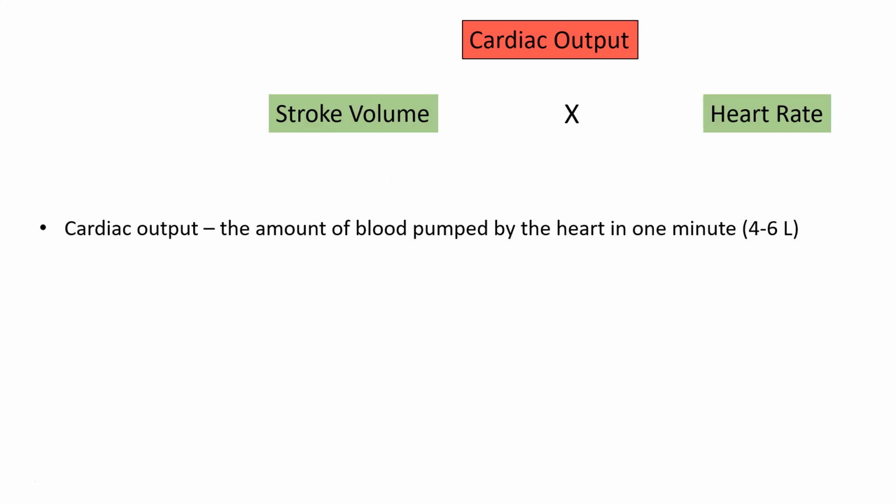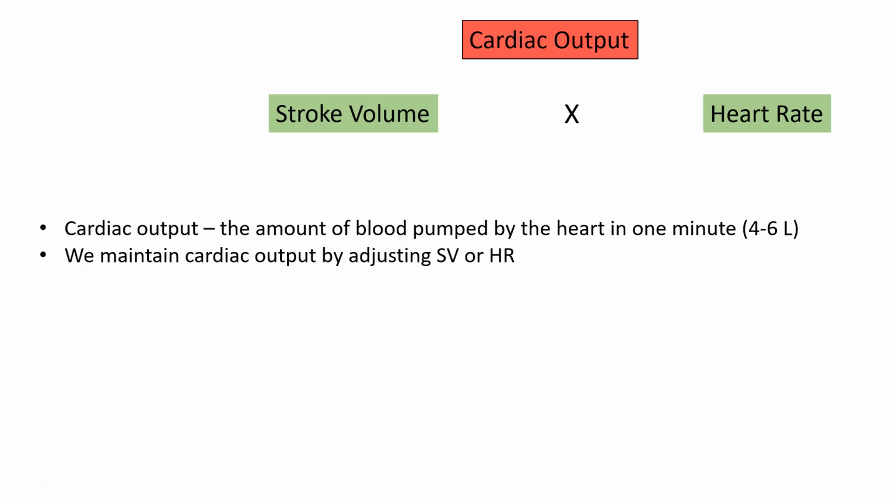First, we'll start with defining cardiac output. So cardiac output is the amount of blood pumped by the heart in 1 minute. And the average cardiac output is 4 to 6 liters per minute. And this volume varies by body size and blood volume. Cardiac output is determined by the stroke volume, the amount of blood pumped with each beat, times the heart rate, the number of beats per minute.